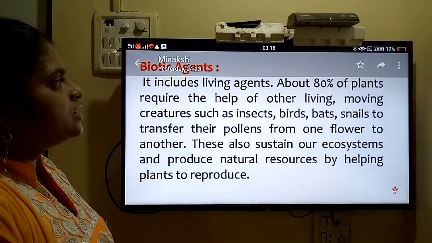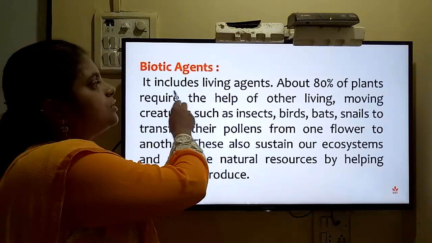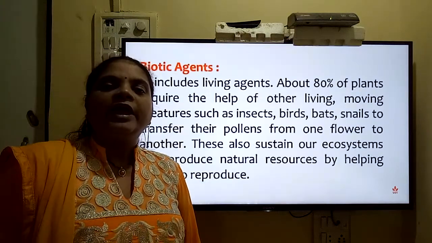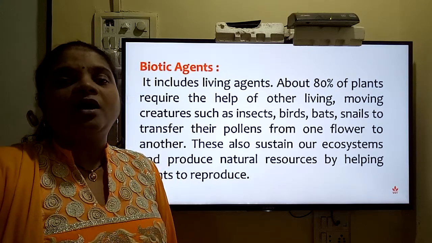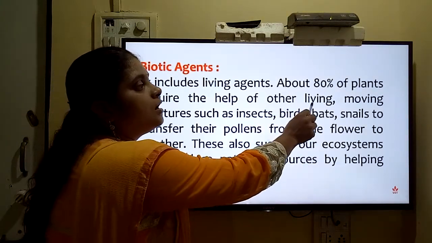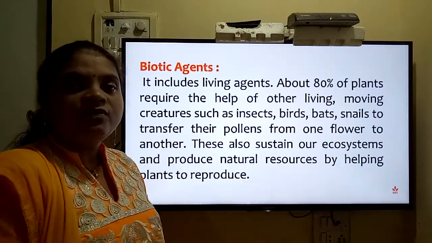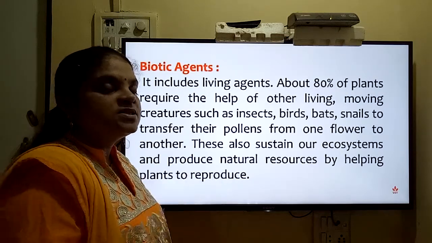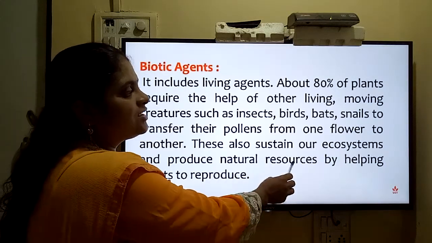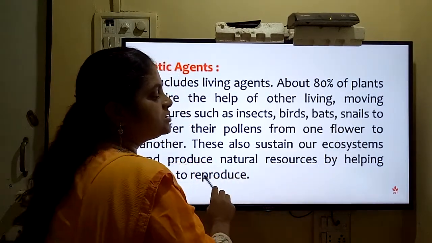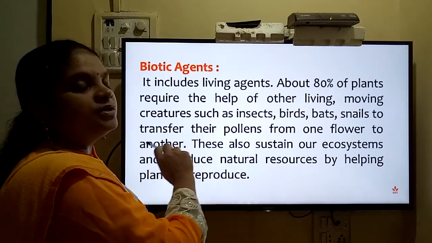Now there are biotic agents. Biotic agents are nothing but living agents. So biotic agents include what? Living agents. So what are these living agents? Insect, bird, snail, bat. These are the biotic agents. So 80% of plants require the help of other living or moving creatures, insect, bird, bat, snail, to transfer the pollen grain from one flower to another flower, and this also sustains our ecosystem to produce the seed by reproduction. These insects, bats, snails, birds are natural resources used by the flower to carry out the reproduction, to produce what?